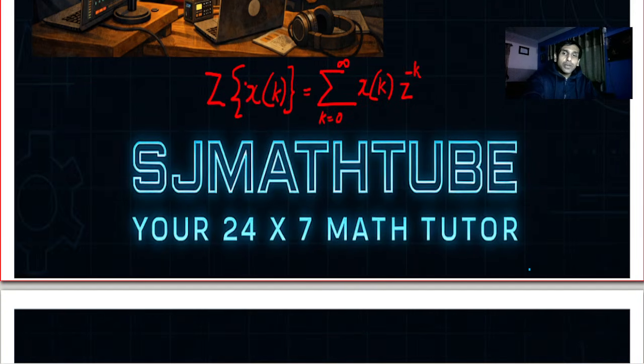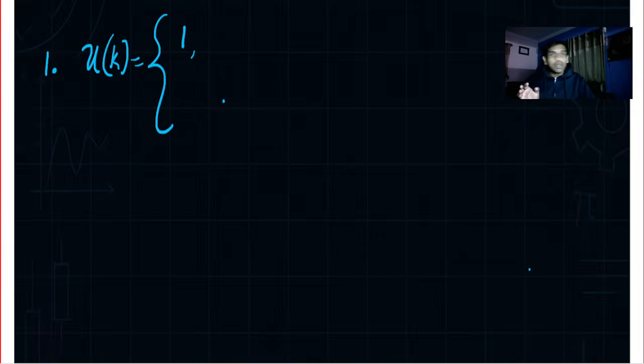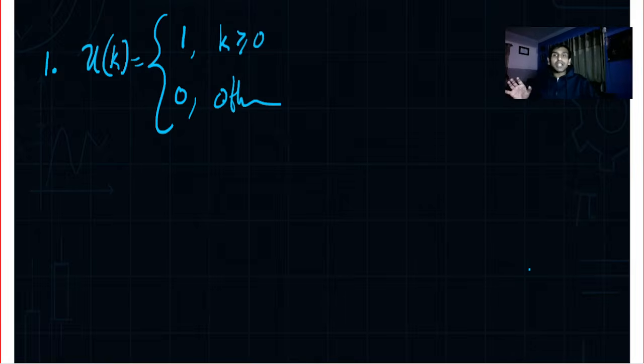Now let's work out a few problems. So please write the first question. Find the Z transform of the sequence. I'm going to call the sequence u of k for a particular reason. 1, k greater than or equal to 0, 0 otherwise. So the question goes like this. Find the Z transform of u of k.